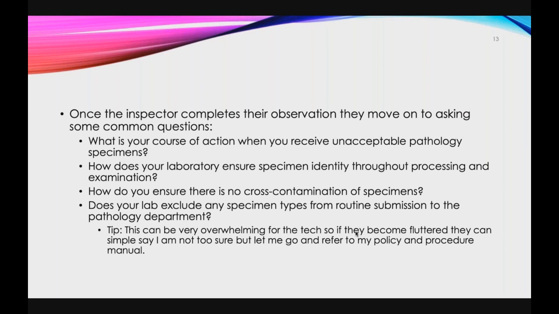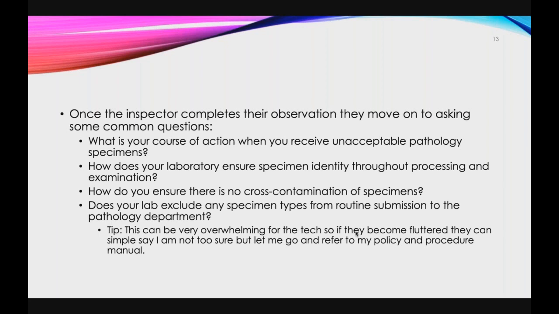So this can be very overwhelming for the tech, but they're not expected to know, as far as exclusion, what specimens are excluded from pathology. Most of them all know, but to put them on the spot, they may get flustered, they may get confused. They can always say, let me go and refer back to my policy and procedure manual. They don't have to name every single one of them, but some of these questions they pull based on what they see, and the requirement.